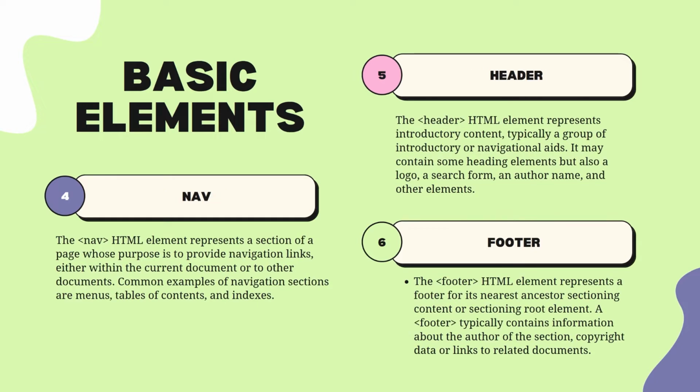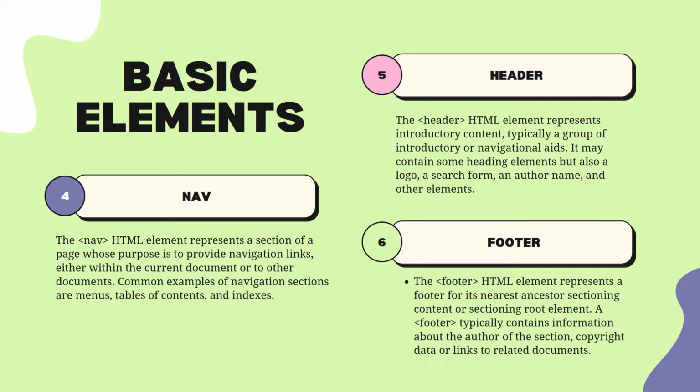The fourth thing that you need to know about is nav, or navigation. The nav element represents a section of a page whose purpose is to provide navigation links either within the current document using IDs or to other documents or web pages using external domain URLs. Common examples of navigation sections are menus, tables of contents, and indexes.